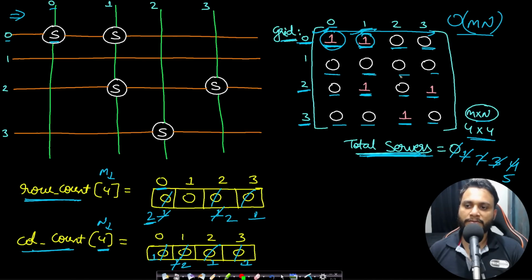These are all not the servers. Okay. Now when we see the next server, it is at 2, 1. So let's look at row number 2. Now at row number 2 we have the count 2. That means this will also be communicating.